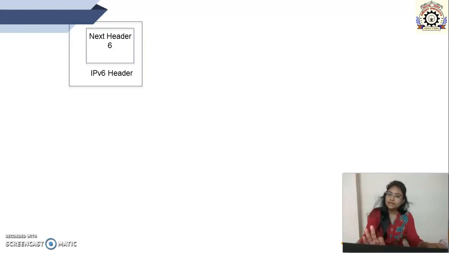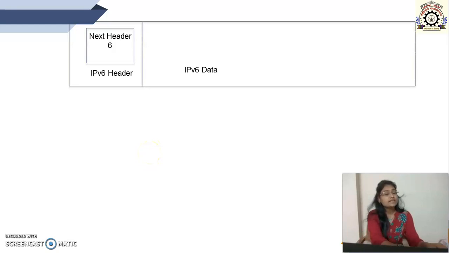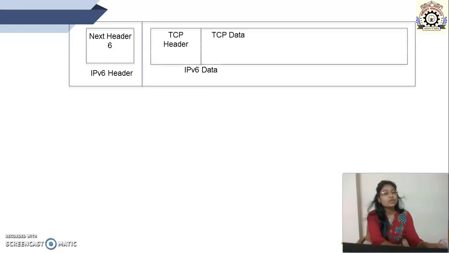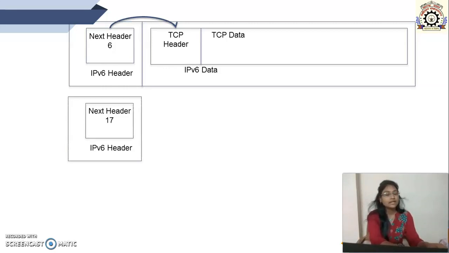When the extension header is absent, the next header field is used to indicate the protocol which is being used in the data field. Suppose the next header field contains the value 6. 6 is the value used to indicate the transport layer protocol. It means that if 6 is the value contained in the next header field of the base header, then this base header is followed by the data packet which uses the TCP protocol. Again, 17 is the value used for the UDP protocol.